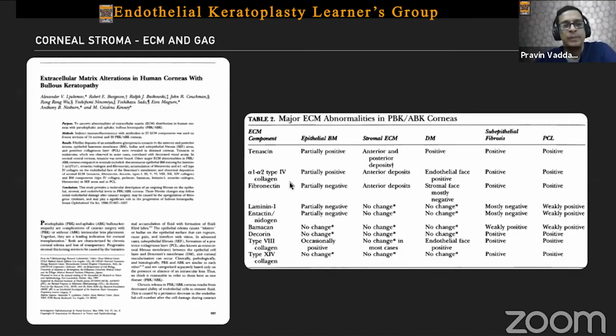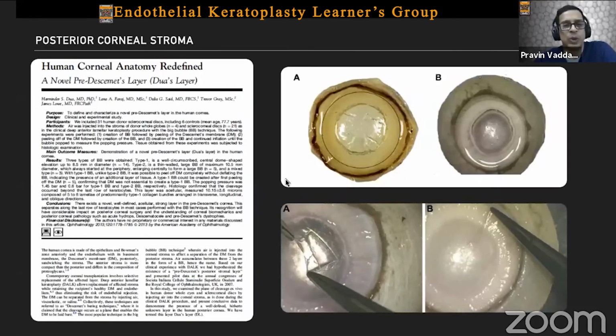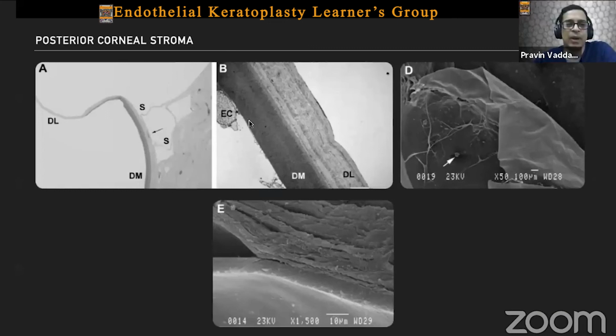Now, coming to the posterior corneal stroma, this is a famous article from Professor Dua that spoke about the presence of Dua's layer and the Descemet's membrane as 2 distinct layers. And you can see from his EM studies that the Descemet's membrane and the Dua's layer have been shown as 2 distinct layers that can be distinguished, or are held together with fibrils, as you can see in figure D. But these are attached very firmly at about 8 or 8.5 millimeter diameter of the cornea and do not extend right up to the periphery.